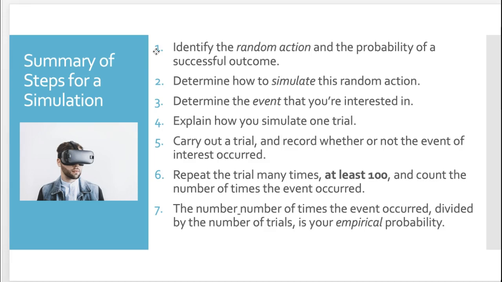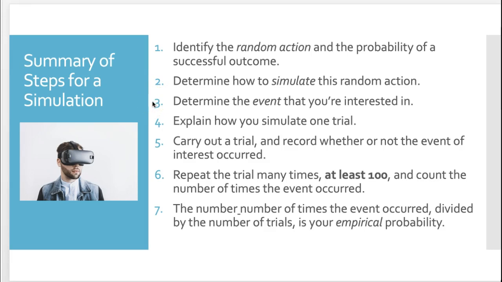Here, the random action, if you think about kissing the right way, was tilting your head to the left or tilting your head to the right. And as far as a successful outcome, it just means what outcome you are counting, the success or the failure, the heads or the tails, right? So in this case, it would be tilting your head to the right. Then we want to determine how to simulate this random action. Do you want to flip a coin, which is fine, or do you want to use computer software to help you do it, or StatCrunch?